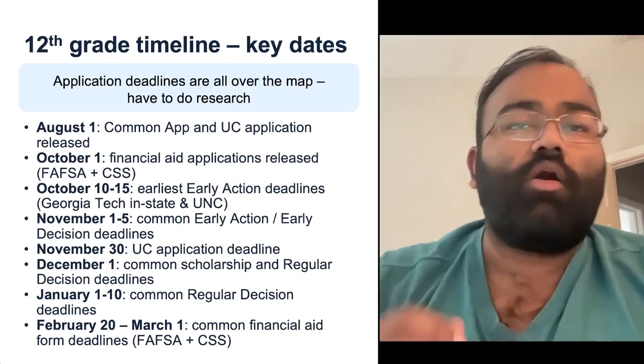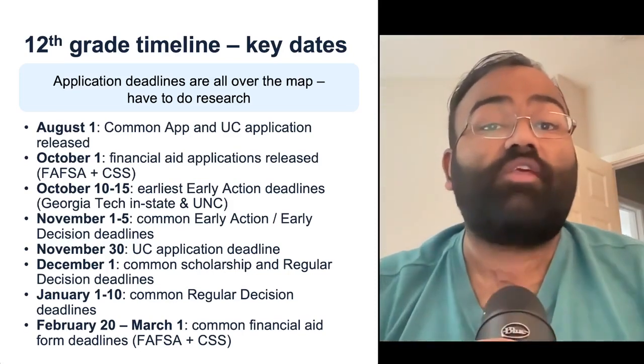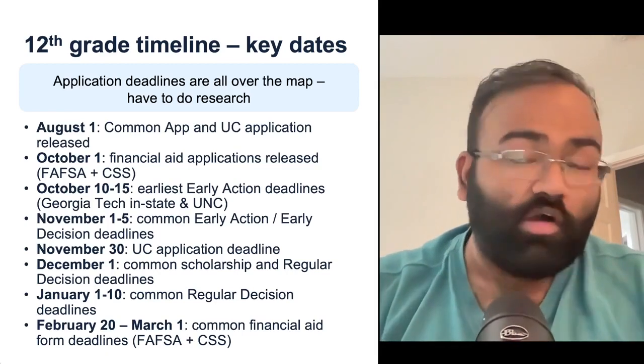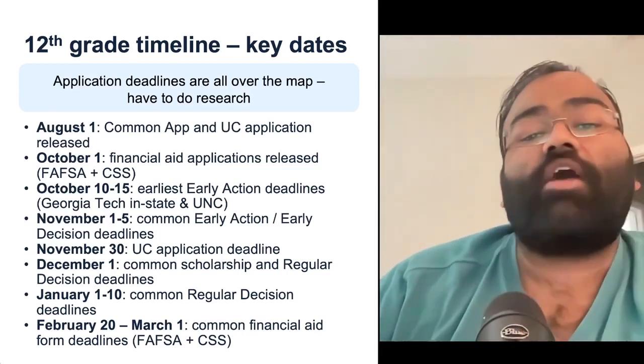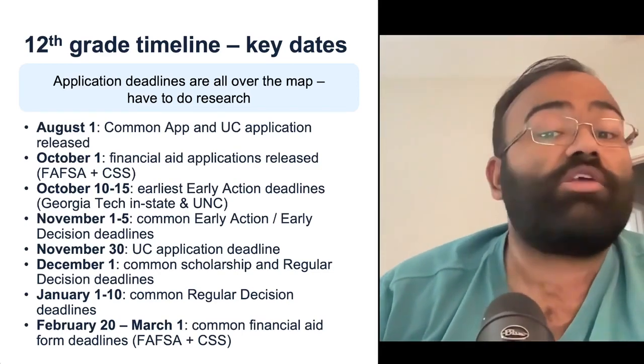So depending on the colleges that you're applying to and even the types of things that you need to get from that college, whether it's scholarship, whether it's early action, early admission, you're going to have to, as a family, do research into what those application deadlines are.